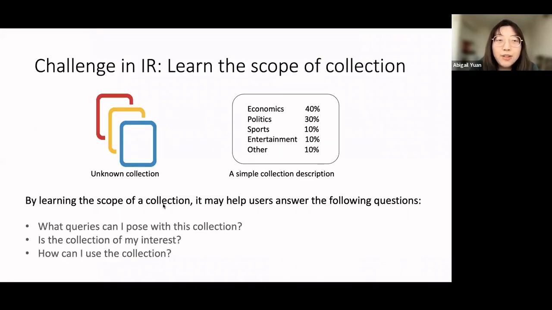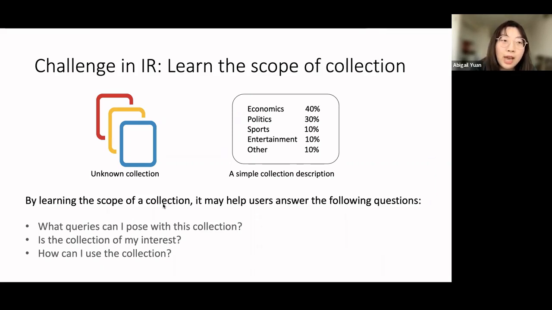A very challenging question in IR is to learn about the scope of a collection when we have an unknown collection. There are many forms of collection descriptions. For example, a very simple collection description could be a distribution of topics or themes within a collection.